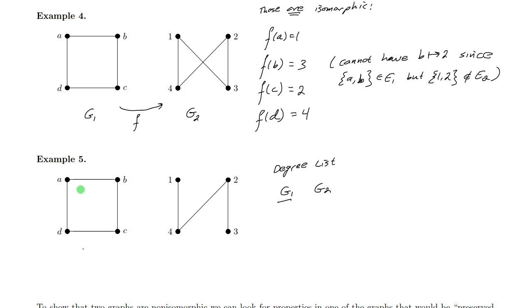Doesn't matter the order that we go in. Looking at each of the degrees in G1, I've got degree 2 for A, degree 2 for B, degree 2 for C, and also for D. If I write out the degrees in G2, I've got a degree 1, and then a degree 2, another degree 2, and then a degree 1. Again, the order I'm writing those down in doesn't really matter. But the important thing here is that we have these two degree 1 vertices in G2, but we don't have any degree 1 vertices in G1. So that tells us that these two graphs cannot be isomorphic to each other.